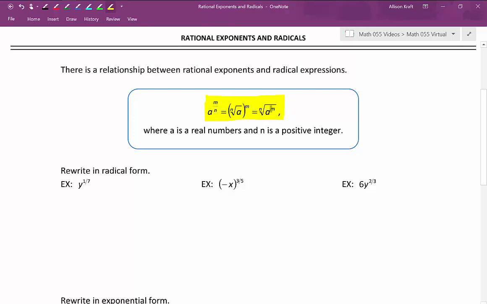A raised to the m over n power can be rewritten as the nth root of a raised to the m power. Or you could put the exponent on the inside and say that this is the nth root of a raised to the m power. I typically like the exponent on the outside, and as we learn to simplify numbers raised to a rational exponent, you'll see why.